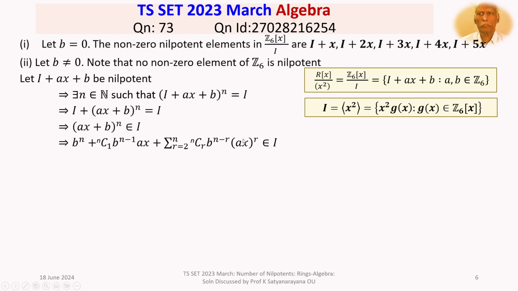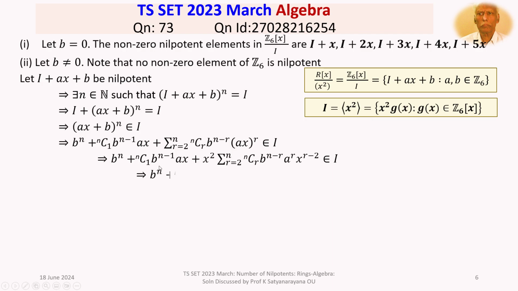Right. So in this you take AX square common. These are all the terms whose degree is greater than 2. So the first two terms as they are, plus you take X square common, then this will be the sum over r equal to 2 to n of nCr B^(n-r) A^r X^(r-2). You have commutativity, therefore all these things will follow. Now what is this? This is X square multiplied by a polynomial, a polynomial in Z6[X]. So this belongs to I.